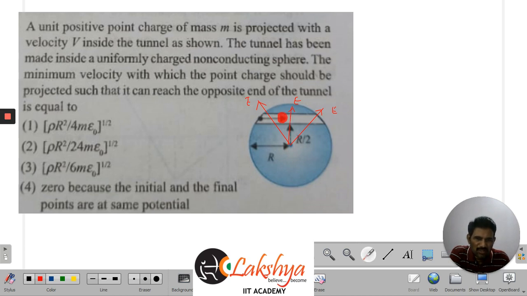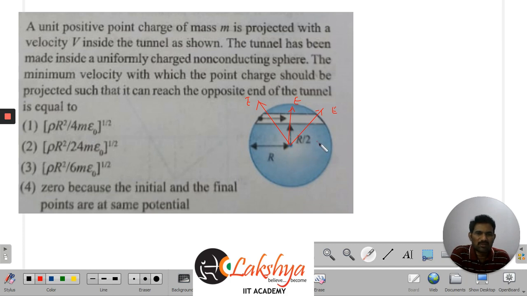If you are in the first half of this tunnel, the left half of this tunnel, then there will be some retarding force on the particle, because one component of the field force will be towards the left here, right? Such a retarding force will be there. Whereas on the right half of the tunnel, that force becomes accelerating, because the component of force due to this electric field will be towards the right. I think you can understand that easily now.